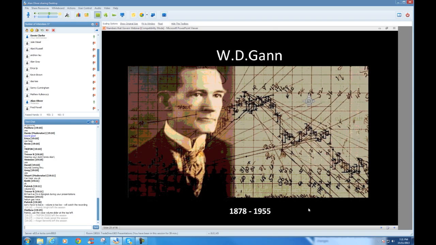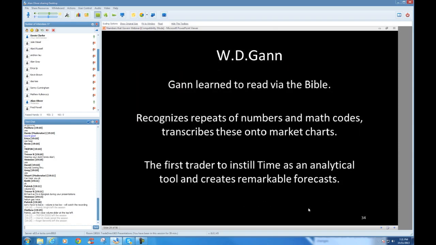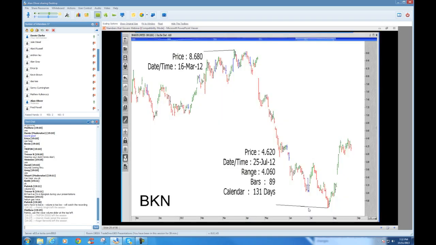What we're going to do is have a look at what he did that was so unique and so remarkable. He learned to read via the Bible, and in doing so, he recognized that there are numbers and codes in the Bible that work, and work exceptionally well on trading markets. So what he was doing was looking at numbers, and he was looking for them in time, whereas most, if not all, traders prior to that were only working in price.